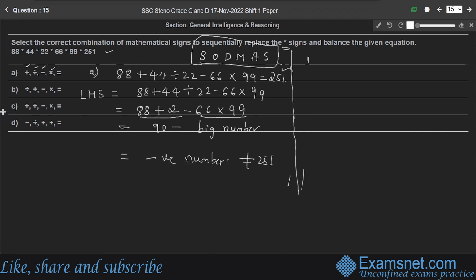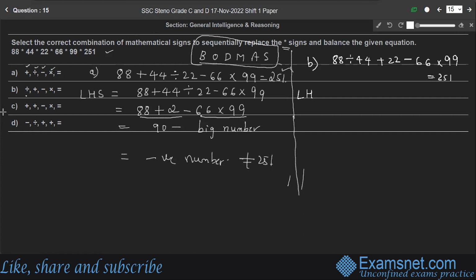Option B, according to which, yes, the division sign comes first. 88 divided by 44 plus 22, right? The second asterisk should be replaced by plus, right? 22 minus 66 into 99 should be equal to 250.